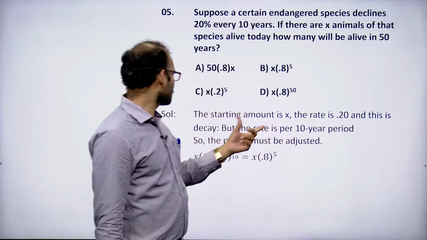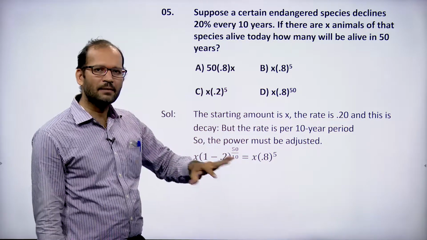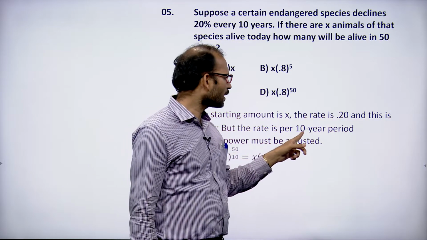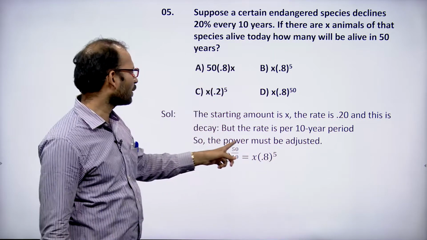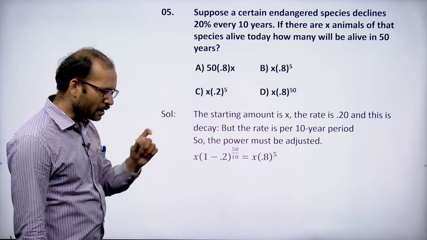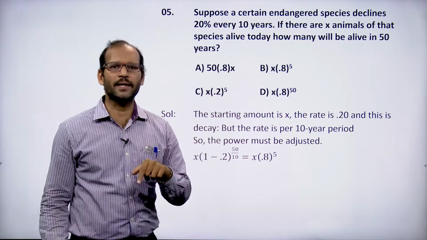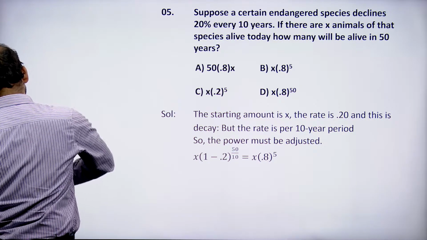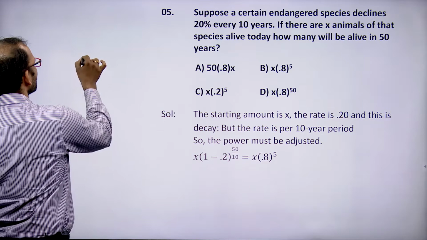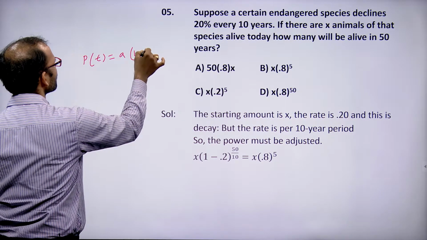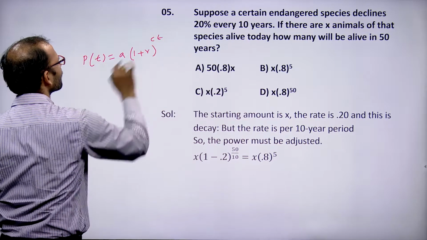Okay. And this is decay, because the animals are reducing, right? But the rate is per 10-year period. So the power must be adjusted. So how to adjust power? 10 years. For 1 year, 1 by 10, right? So therefore whenever you take an exponential function, P of t equal to A into 1 plus R whole power Ct, right?